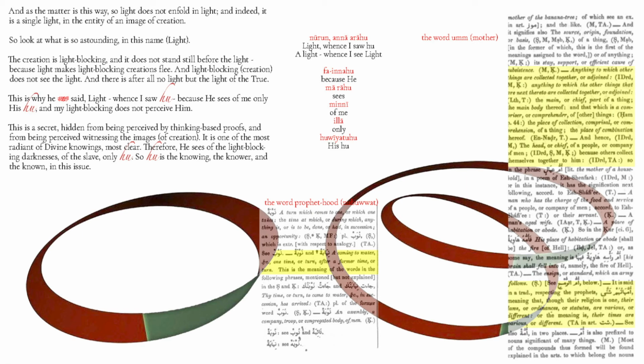This is why he, sallallahu alaihi wasallam, said, light whence I saw who, because he sees of me only his who, and my light blocking does not perceive him. So this is the Nurun anna arahu, light whence I saw who. And then Ibn Arabi says the rest of the sentence, fa innahu, because he, marahu, sees minni, of me, illa huwiyyatahu, only his who. So when Allah looks, the light looks, all that is seen is the who. And so this, all that is seen is the who.